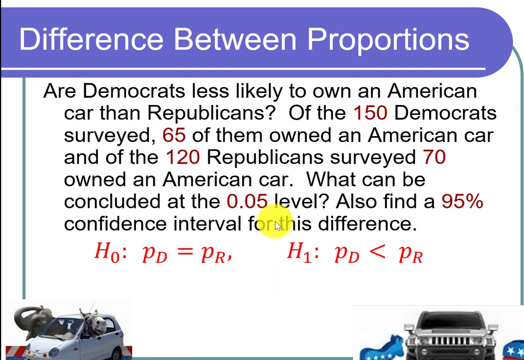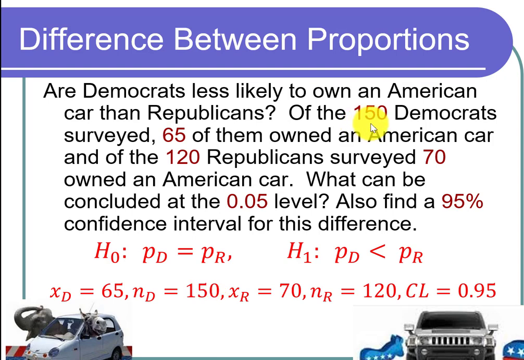Let's take all these numbers and write down their corresponding symbols. We surveyed 150 Democrats. 65 of them owned an American car. So X sub D is 65, and N sub D is equal to 150.